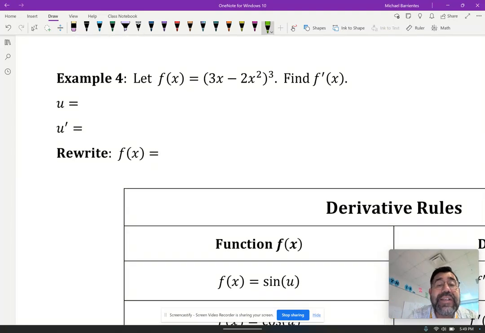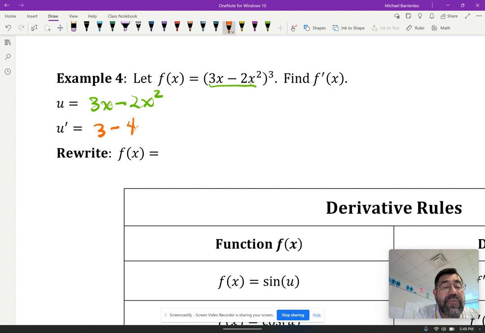Okay, let's go to example 4. Do we have an inside function? What gives it away that it's an inside function? Look for parentheses. Look for some kind of grouping symbol. So here, this would be my inner function. I'm going to call it u. Can I take the derivative of the inside function? Sure, I can use the power rule twice. The derivative of 3x is 3 minus the derivative of 2x squared, which is 4x. This expression in orange is the derivative of the inside function in green.